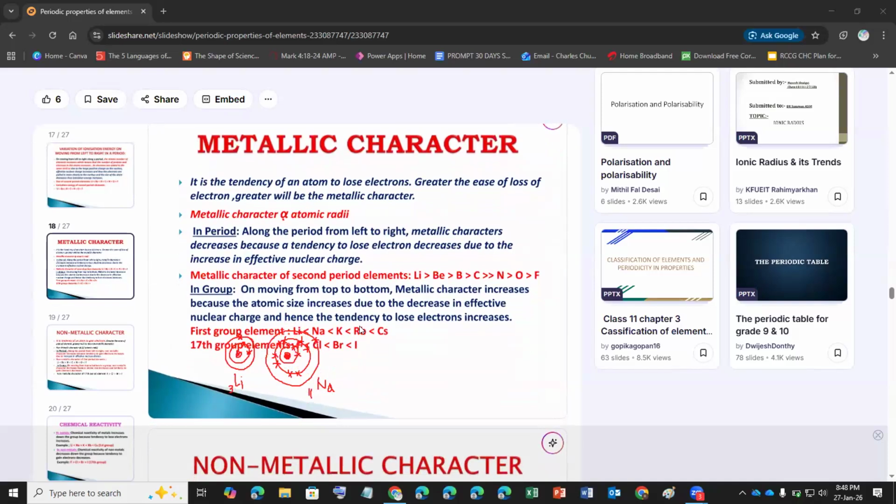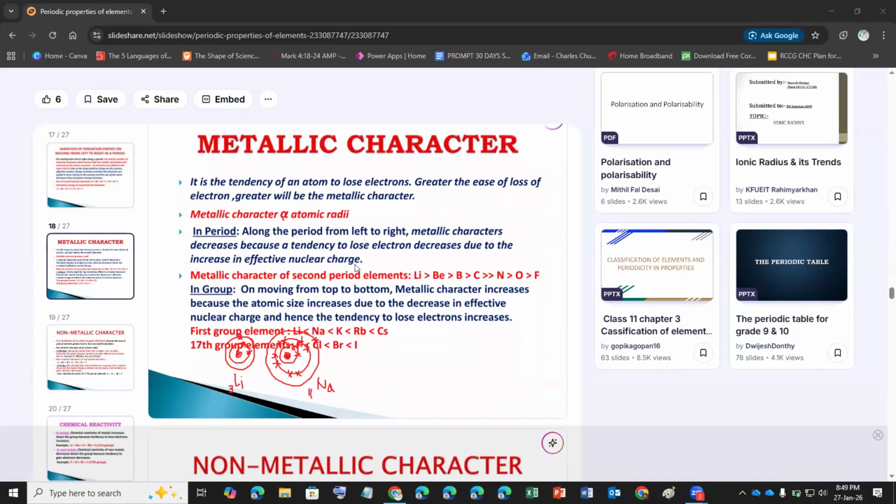Okay. So this one, I don't know if we have discussed it. Metallic character. That's the tendency to do what? The tendency of an atom to lose electrons is usually a strong property of what? Metals. Okay, don't forget that. It's the tendency of an atom to lose electrons. Metals usually like doing that.